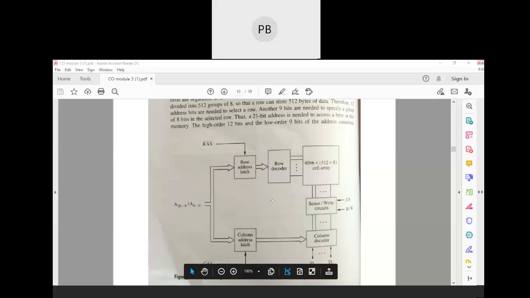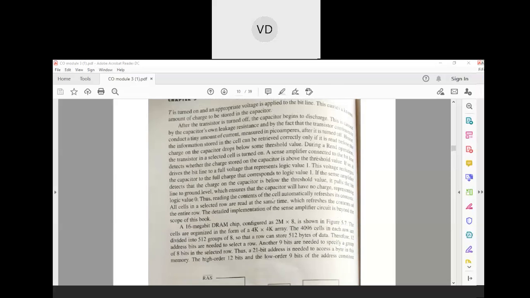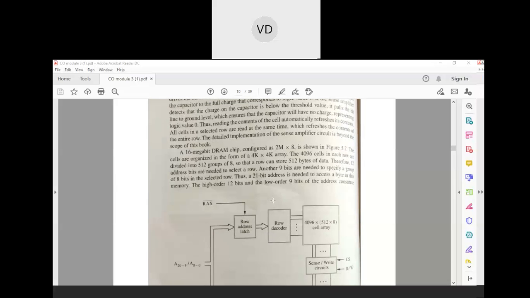So today we will be studying the next topics of this third module. Yesterday we had studied about the asynchronous dynamic RAMs. So we know the difference between the static RAM and the dynamic RAM. What about static RAMs? Static RAMs will lose the data once the power is cut off. But dynamic RAMs do not lose the data.